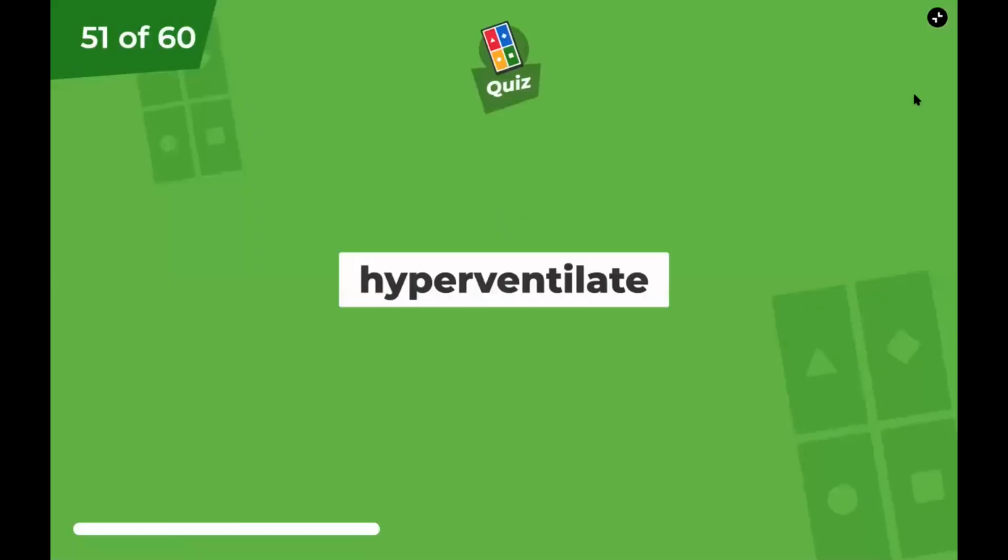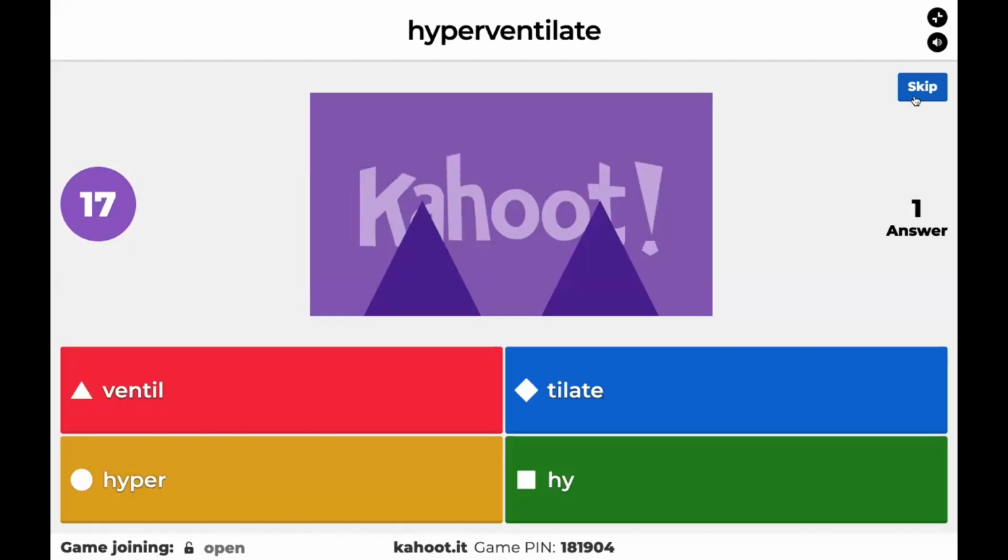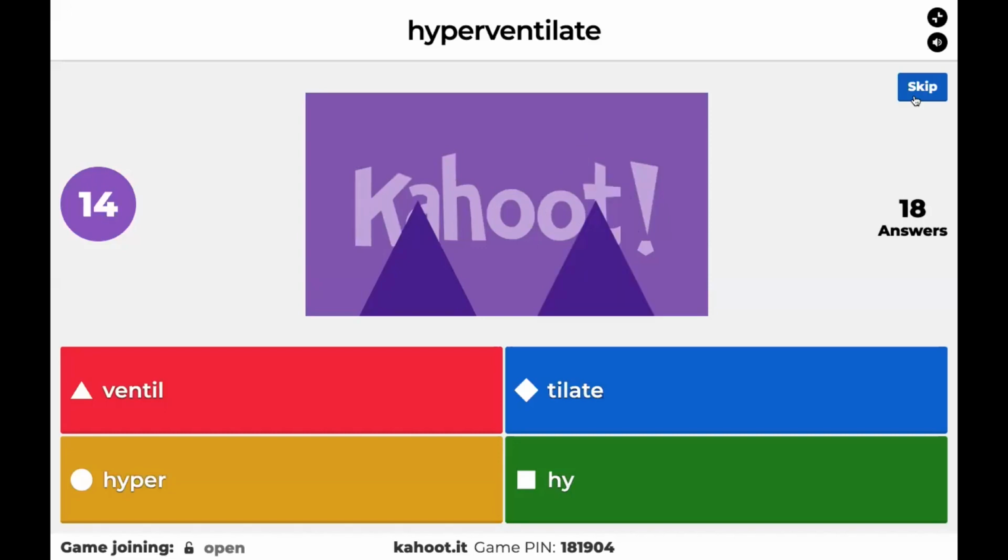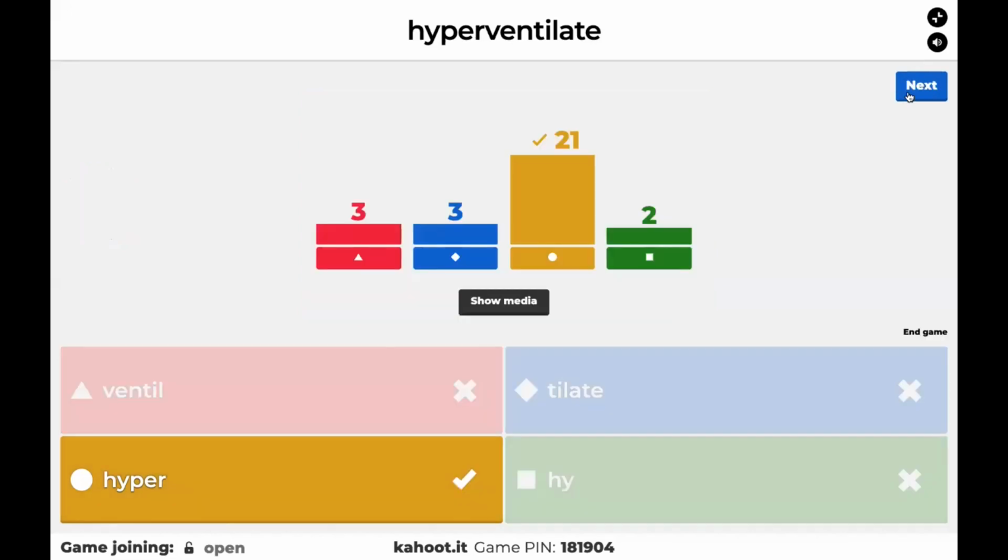2 more. Hyperventilate. Red is ventil. Blue is tilate. Yellow is hyper. And green is high. Nice.